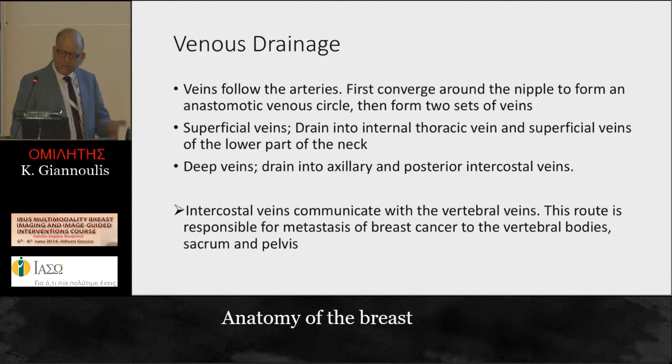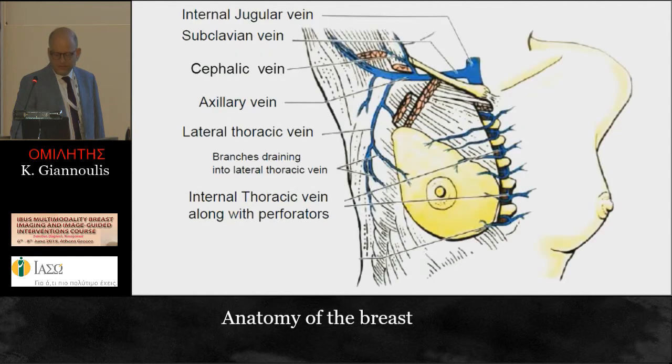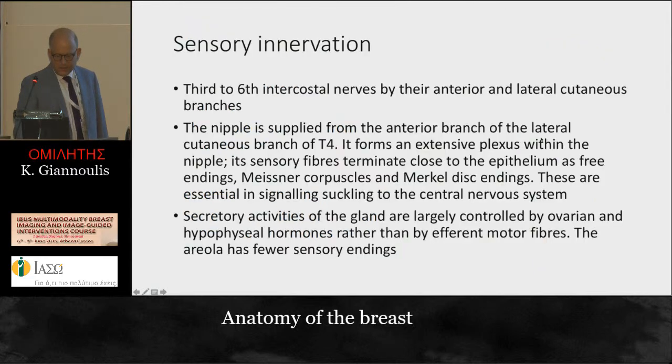The communication between the intercostal veins and the vertebral veins is very important because it's responsible for metastasis of breast cancer cells to the vertebral bodies, the sacrum, and the pelvis. So here you can see both the superficial and the deep aspect of venous return from the breast.